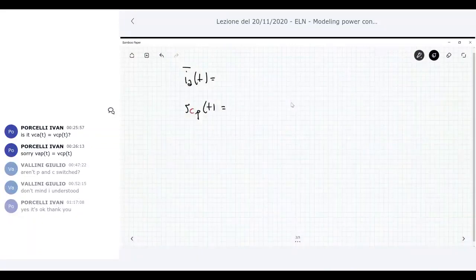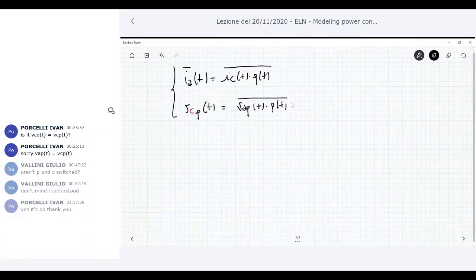Okay, so IA is averaged, and so this means that I have to average this quantity. And the same happens here. This is VAP as a function of t multiplied by the unitary switching function. Okay. This is the average quantity.